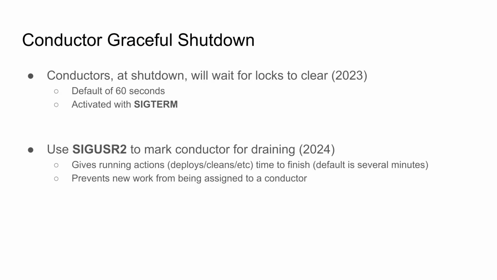We also have graceful shutdown now, which is nice. It took us way too long to get this, but you can use SIGTERM and SIGUSR2 to control things as you shut them down. If you want truly no impact shutdowns, this can give it to you. If you set the timeouts high enough and send the signals, it'll let the conductor finish everything it's doing without picking up new work, which is pretty cool.